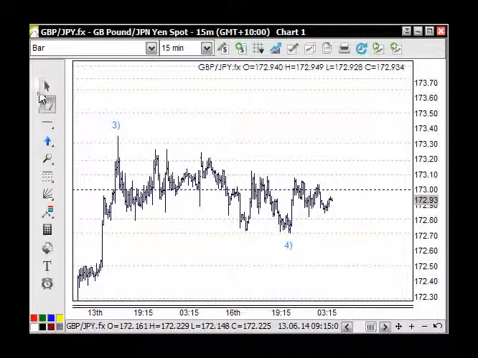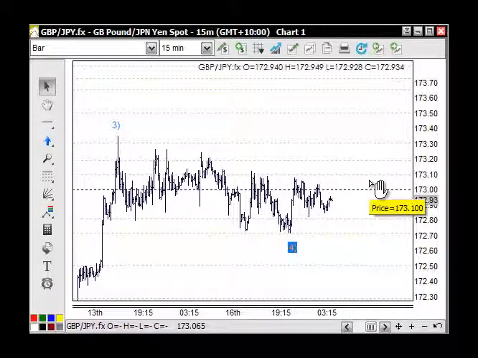So as I mentioned, I've put this wave 4 here, but I don't know if that's the case. This could just get a little bit uglier here. So the main point is, don't do anything unless you're above the 173 here as a nice tested support.